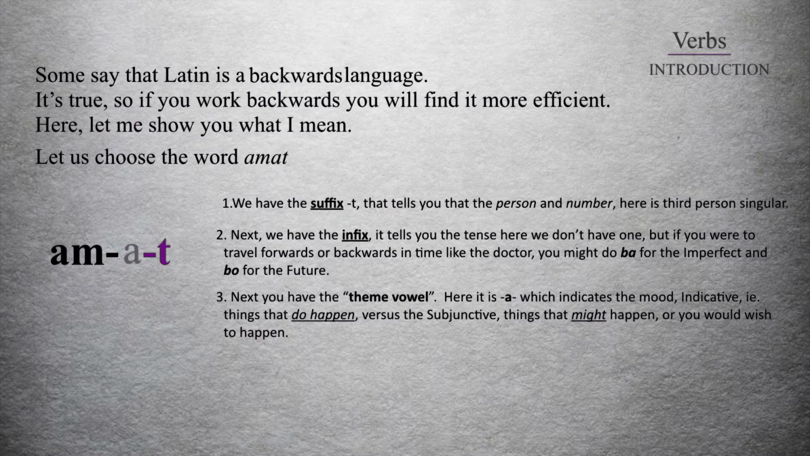Next, you have the theme vowel. Here, it is a, which indicates mood, indicative. That's things that do happen, versus the subjunctive, things that might happen or you wish to happen. Finally, you have the stem, am.